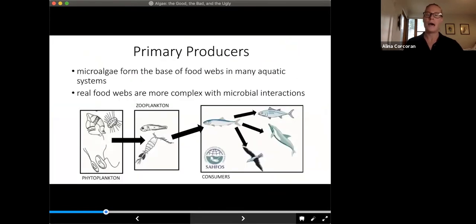So starting with the good, why should you care about algae? Why are algae important? I'm going to give you three reasons tonight. First, microalgae form the base of food webs in many aquatic systems. This diagram illustrates that microalgae or phytoplankton, plant floaters, are consumed by zooplankton, the animal floaters, which are consumed by consumers. This schematic illustrates a really simple marine food chain. Smaller fish are consumed by larger fish, charismatic megafauna, and seabirds. Real food webs are undoubtedly more complex with microbial interactions, but this is a reasonable simplification of how algae can fuel higher trophic level production.